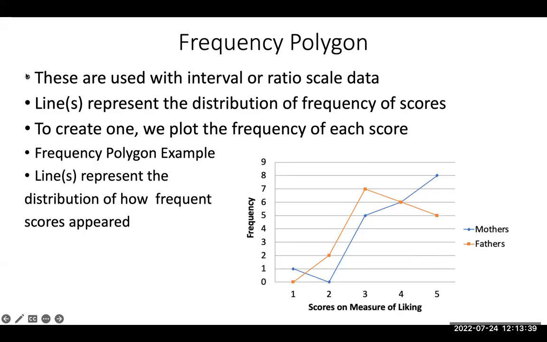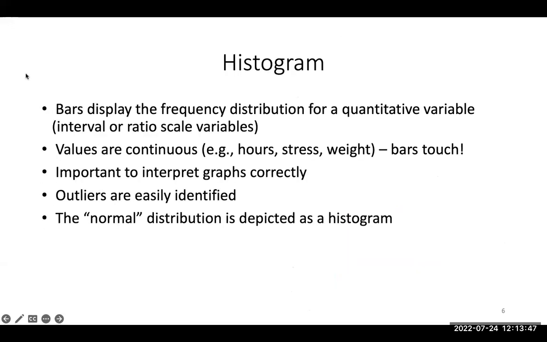We're just giving you an example. So the lines simply represent the distribution of how frequent scores appear. And finally, for a histogram, this is going to be important for our calculations. What we have here is something that's very similar. It looks a little bit like the bar graph, but there's a big difference.